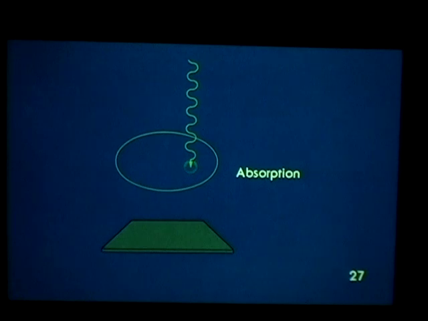Number 27. In our example, one of the primary photons ceases to exist somewhere inside the patient. All of the energy of that X-ray is transferred to the atoms and molecules of the patient. Therefore, that X-ray will not strike the film. This process is referred to as absorption.